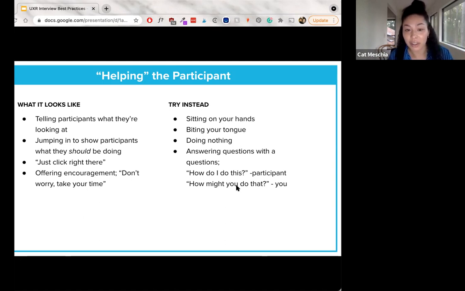These try insteads are a little tongue in cheek: sitting on your hands, biting your tongue, doing nothing. A more practical answer is, if a participant asks you, sometimes this happens, where they're like, how do I do this? What am I looking at? Just respond back with a question. How might you do that? What do you think you're looking at? How might you use this? It's a lot more useful so you can get their thought process instead of coloring their answers.